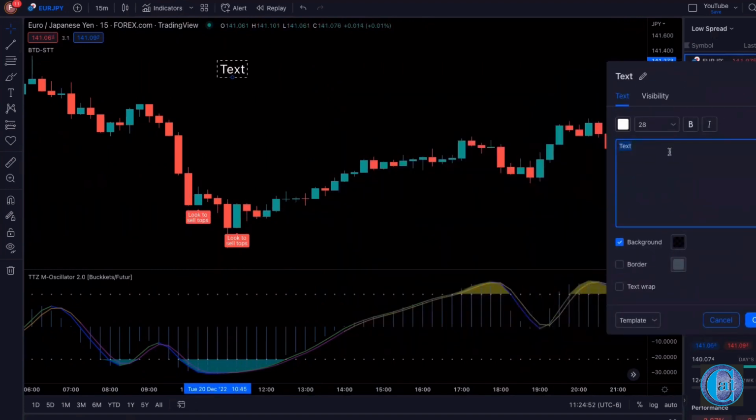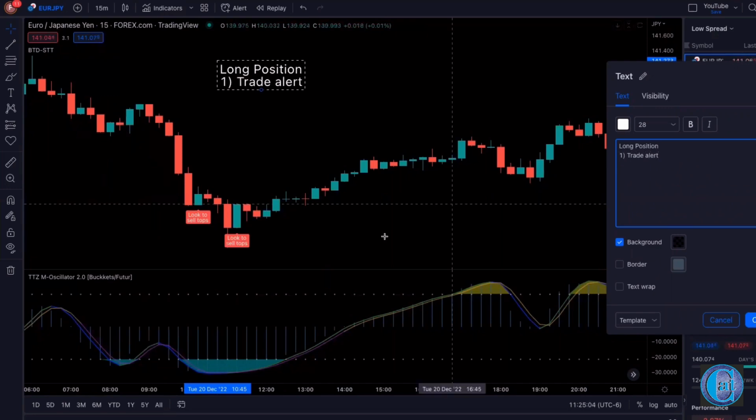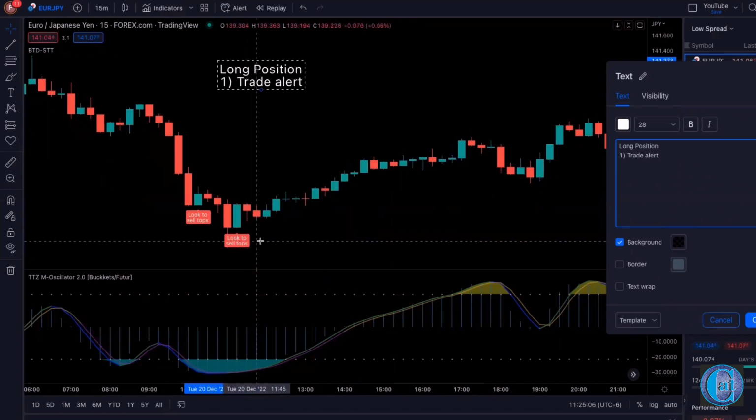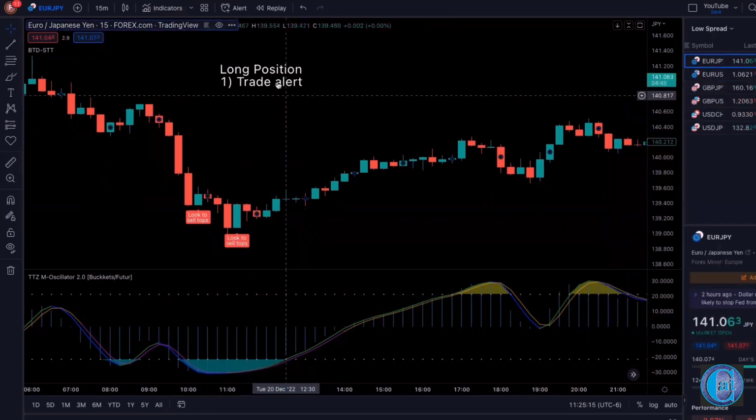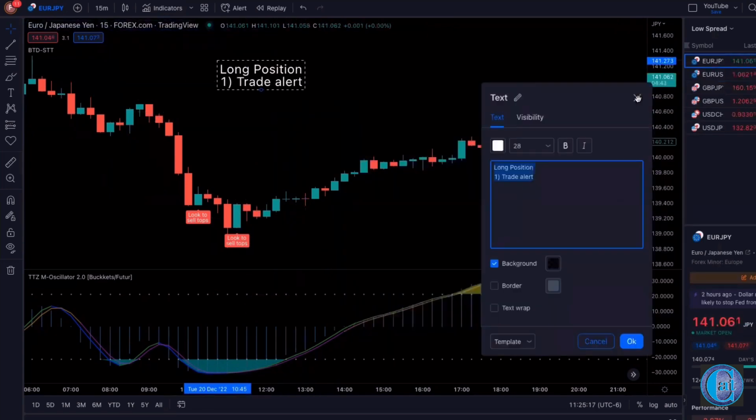Step number one for long positions. All right, and we're going to go through examples of long and short call positions, okay? Long position. Step one, you get a trade alert. Okay, and it's going to be counterintuitive. It's going to look like it says look to sell tops, but we're going to look for this to actually buy a long position. Okay.